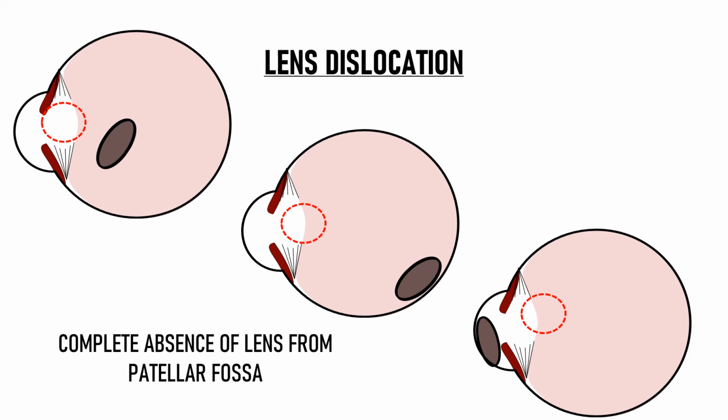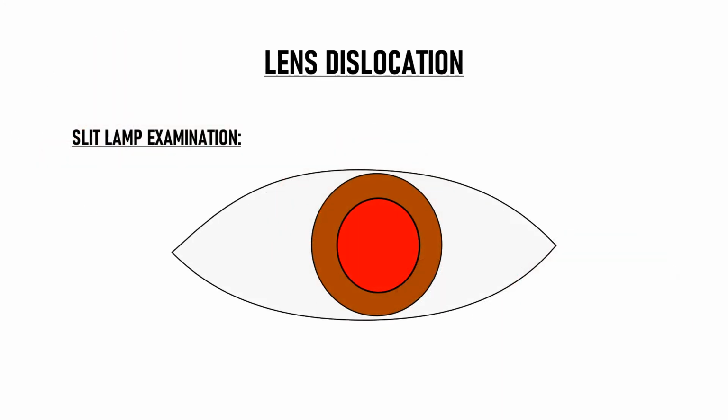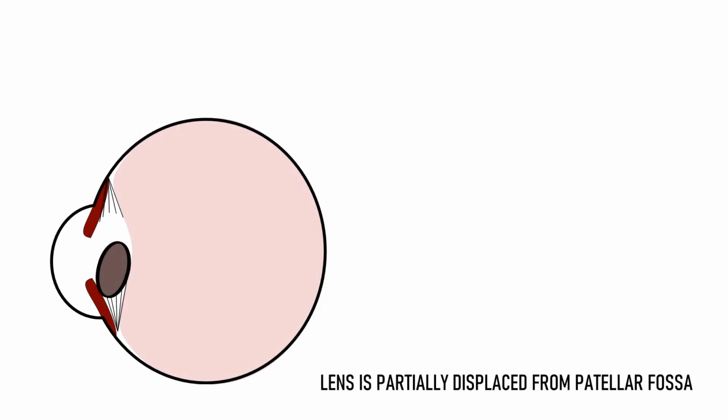When you will see this eye on the slit lamp, you will find that no part of the lens can be seen through a fully dilated pupil. This eye is aphakic.